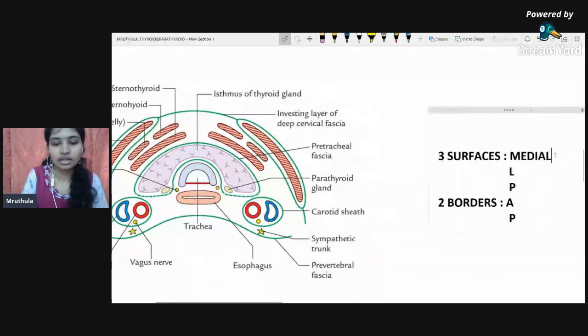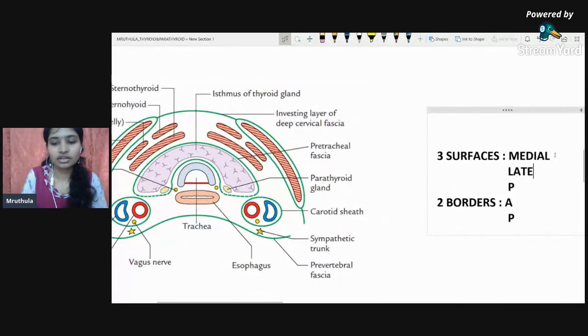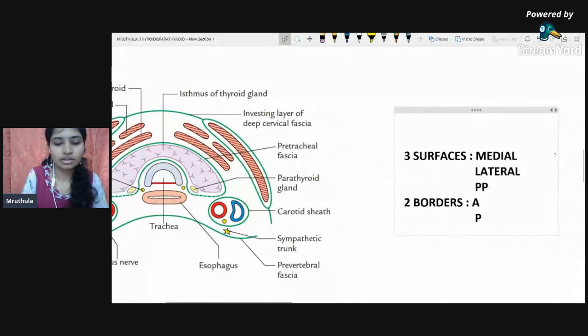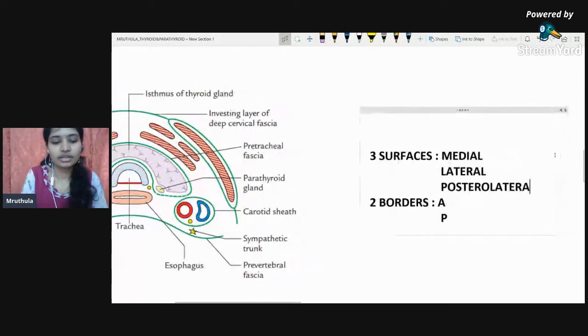The surfaces are medial, lateral, and posterolateral. Then the two borders are anterior and the posterior border.